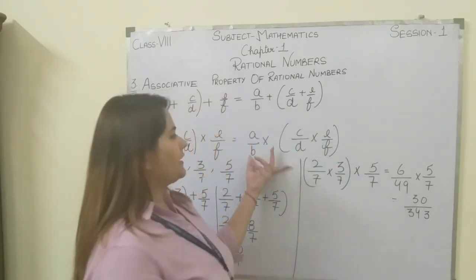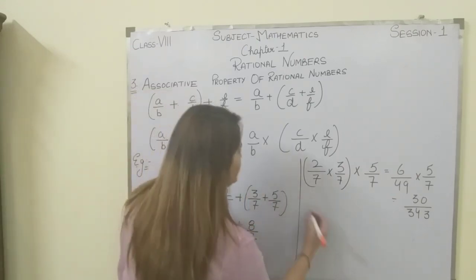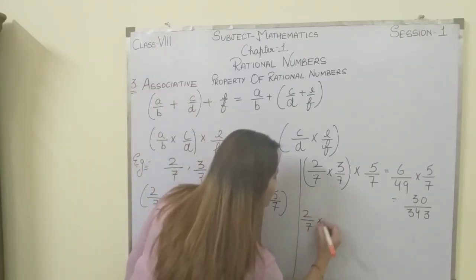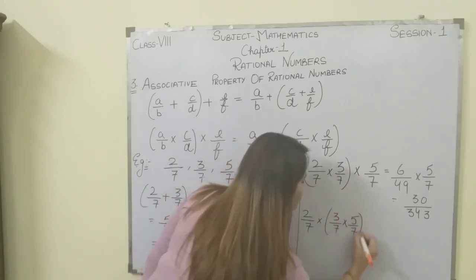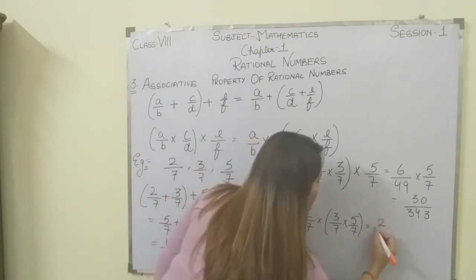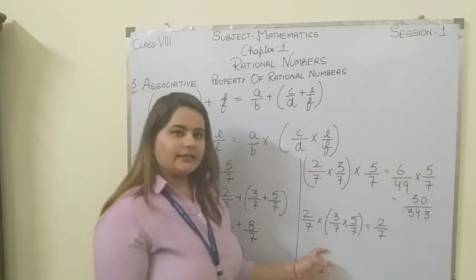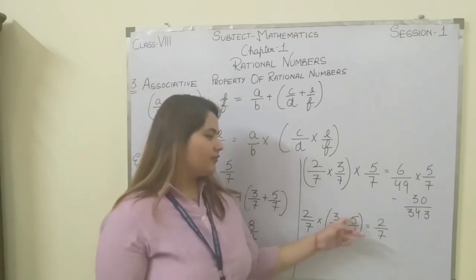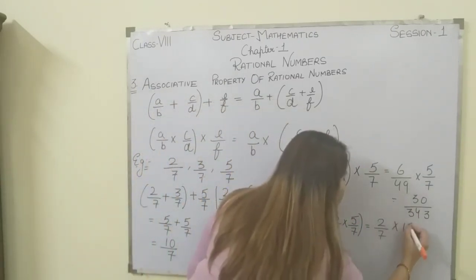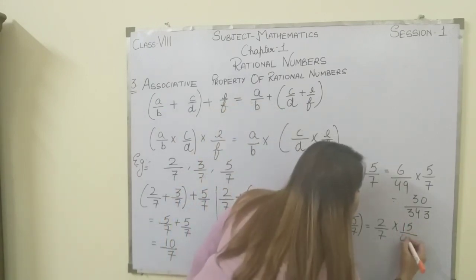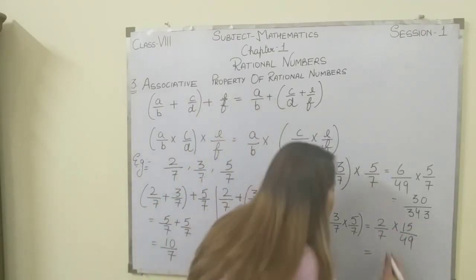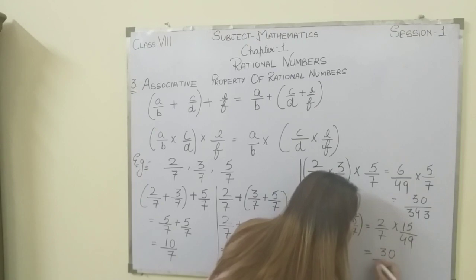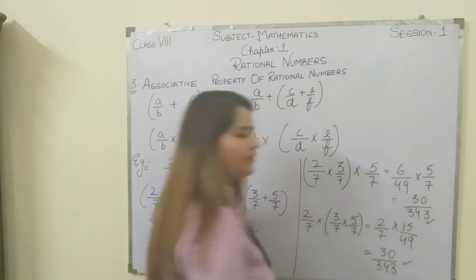Now let's verify by taking the right hand side. So on the right hand side we have 2 by 7 multiply bracket 3 by 7 into 5 by 7. So 2 by 7 will remain the same. Now multiply 3 with 5. 3 5s are 15 and 7 into 7 is 49. So now we have 2 by 7 into 15 by 49. So 2 into 15 is 30 and 7 into 49 is 343. So they are the same now.